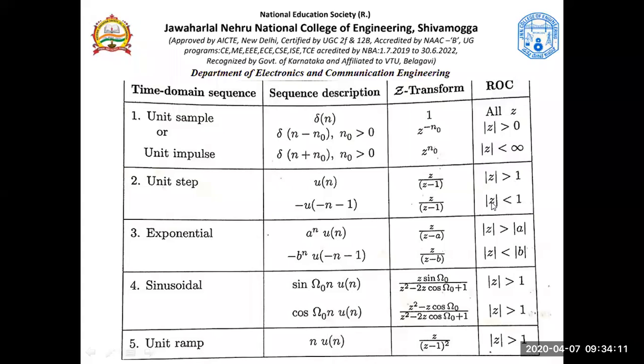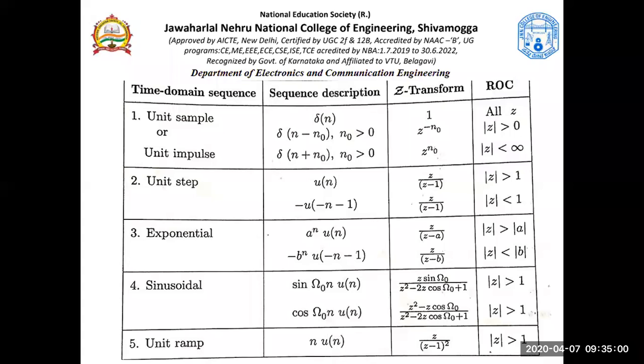Outside the circle with radius 1, inside the circle with radius 1, outside the circle with radius a, inside the circle with radius b. Why are the last three all outside the circle with radius 1? Because they are all right-sided or positive time sequences. Such understanding one needs to have in your internals and examination. So let's be aware of this fact: for left-sided it is within the circle, and for right-sided sequence it is outside the circle.